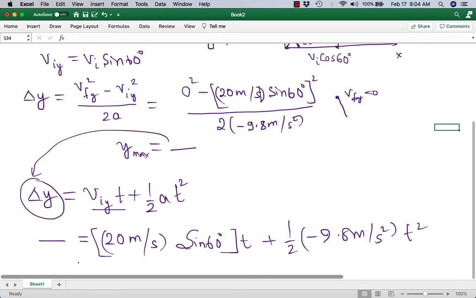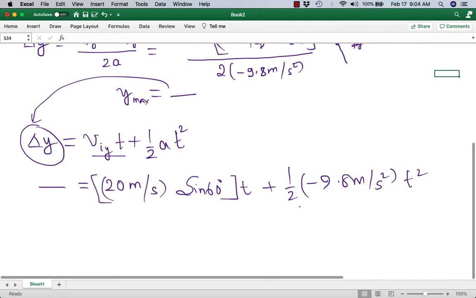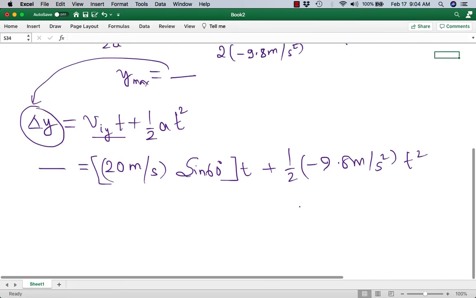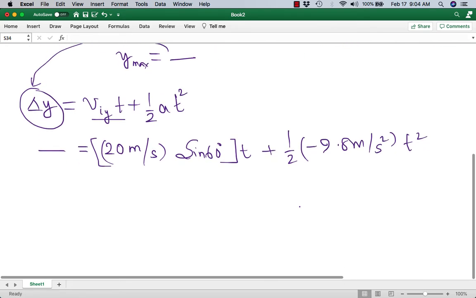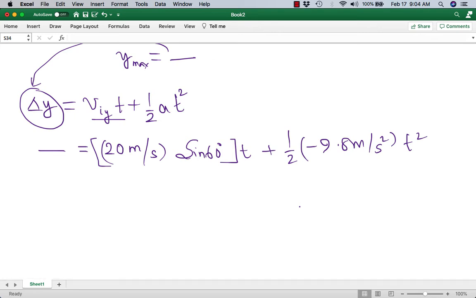So in this equation you have everything except t. This is a quadratic equation, so you will need to solve it to find t. But if you don't want to solve a quadratic equation, if you think it's a complicated equation, then you may also be able to do this using another formula. So let me show you the alternative way.